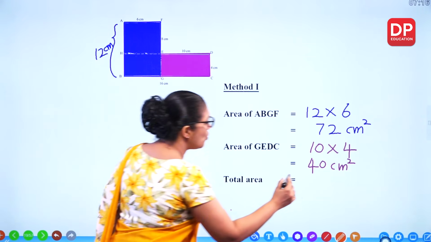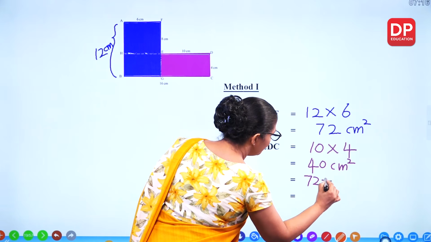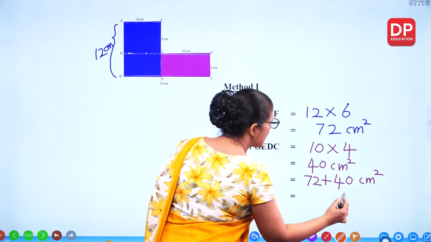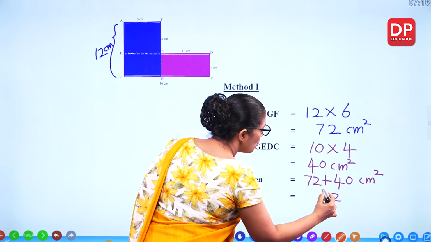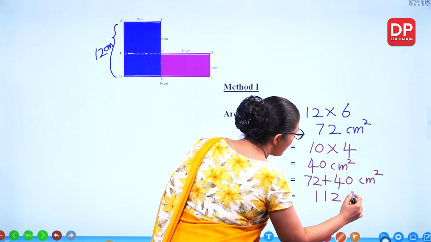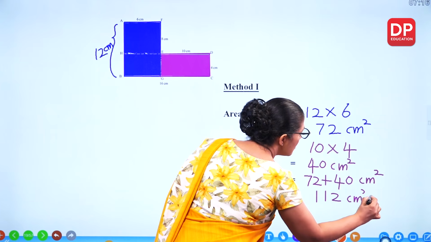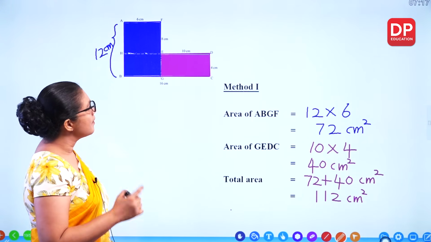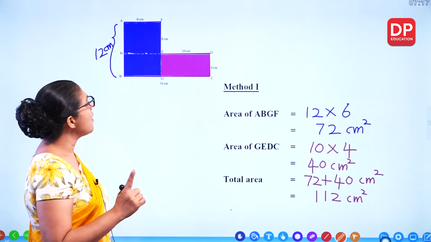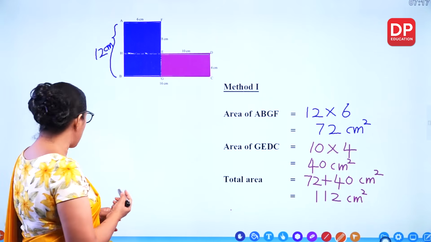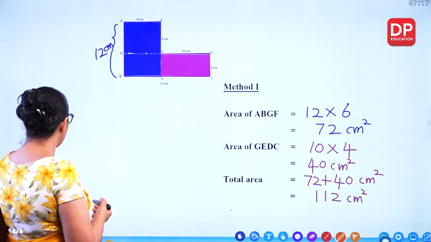So 72 plus 40. So what's the value? 2 and 11. So here you get 112 square centimeters is the area. Now we'll take the other way and see whether you get the same answer, 112 square centimeters.